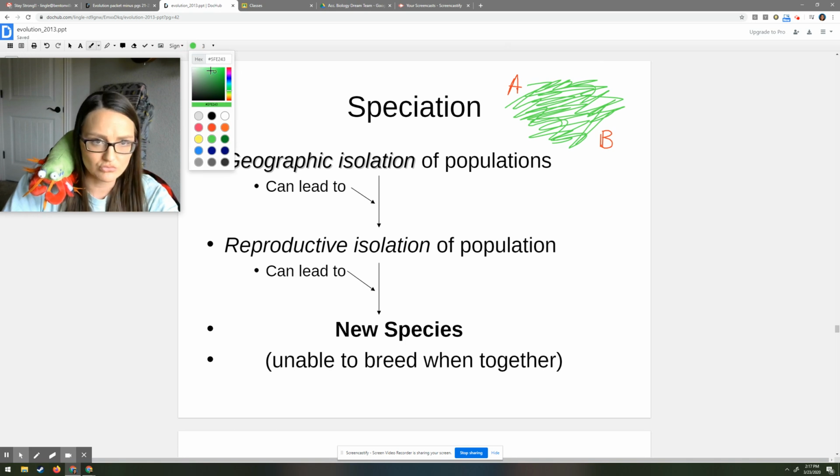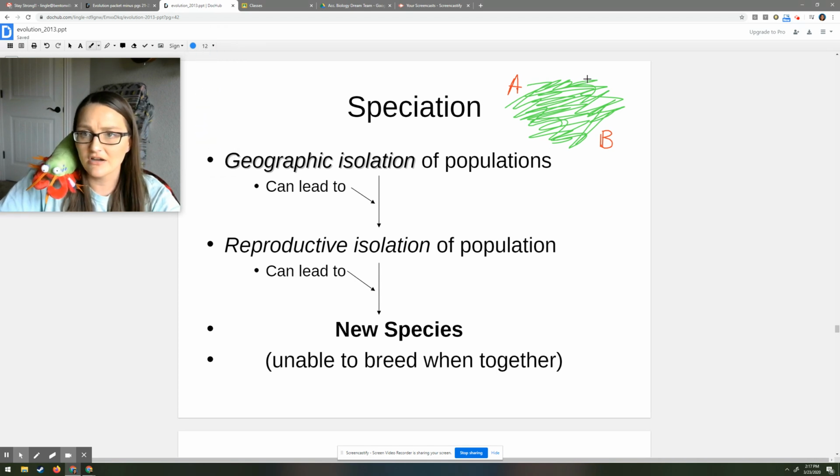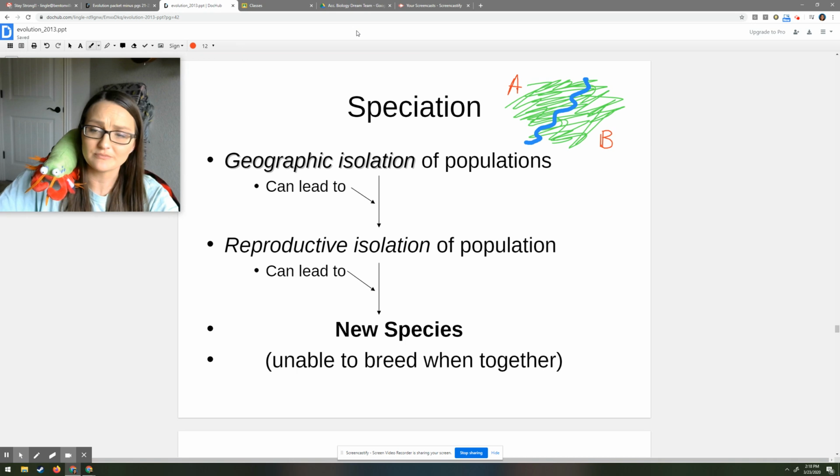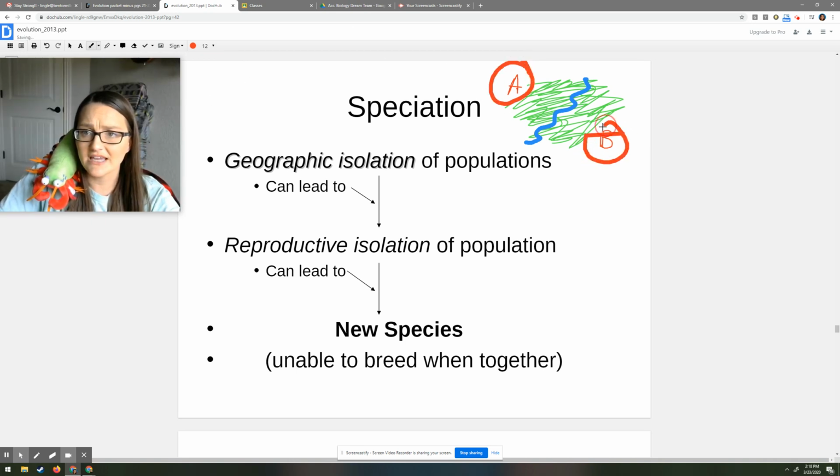Let's say a giant flood. A giant flood happens. Oh no. So we go back over here and we're like, oh, river. That's a huge river. And these organisms are really, really small. What will happen is that the organisms cannot cross the river. And so A has to stay over there and B has to stay over there.